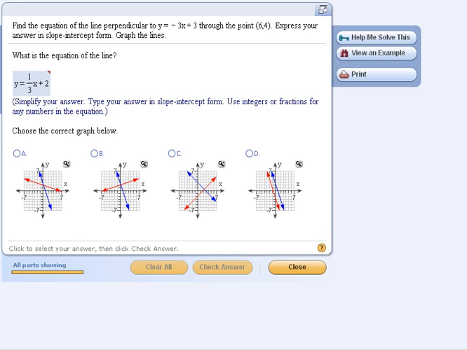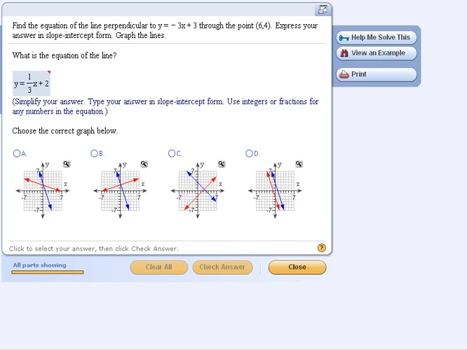This problem has been submitted from a student, and so I wanted to look at it. It says find the equation of the line perpendicular to y equals negative 3x plus 3 through the point (6, 4), and express your answer in slope-intercept form and graph the lines.